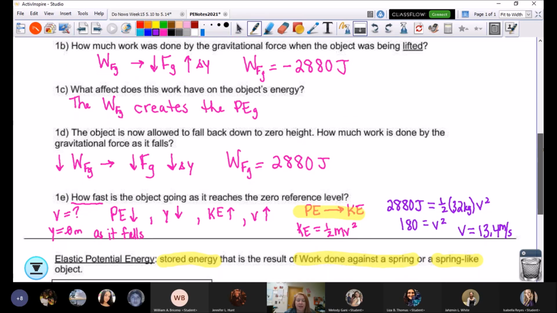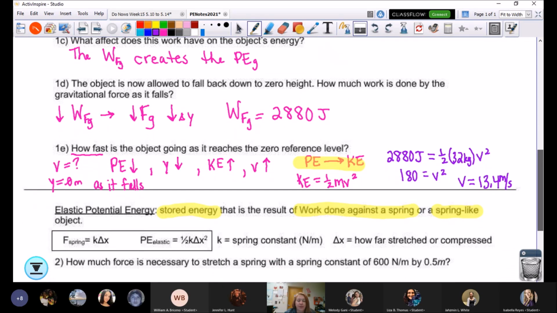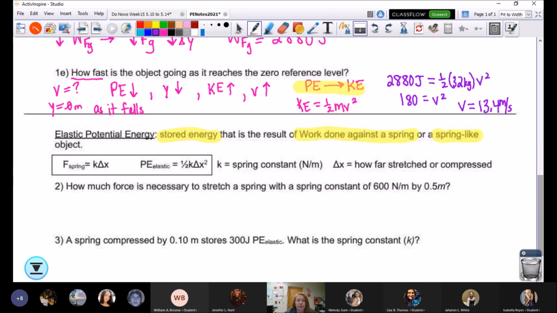Potential, and that is elastic potential energy. Elastic potential energy is stored energy in a spring or spring-like object. The force that we're going to use is the spring force. This comes from Hooke's law, but we're not really going to get into Hooke's law very much. You just need to know the equation, which is given right here. So the force is K times the displacement, which is delta X.